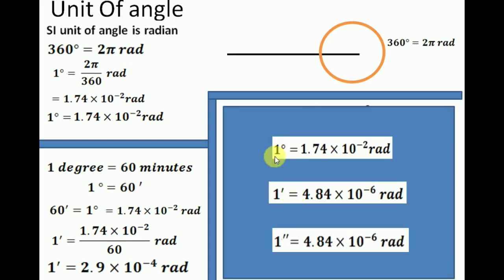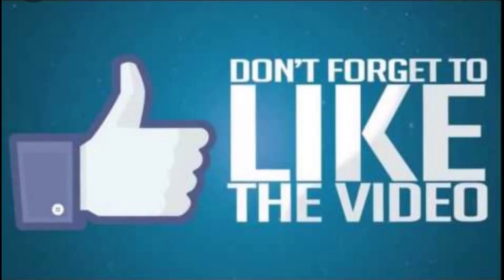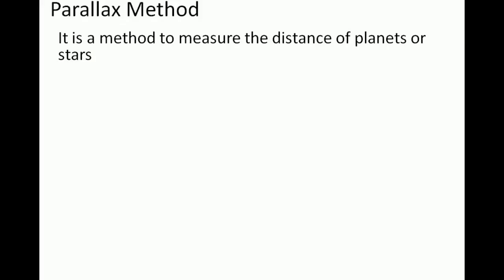So these are the conversions you need to memorize, and if you don't want to memorize, you have to go through this process. Okay, now let's talk about the parallax method. The parallax method is the method to measure the distance of a far away object, and in order to derive the formula we will use one formula.